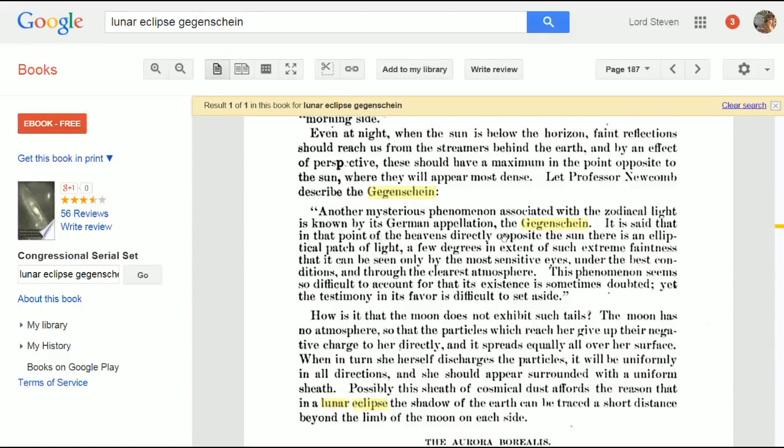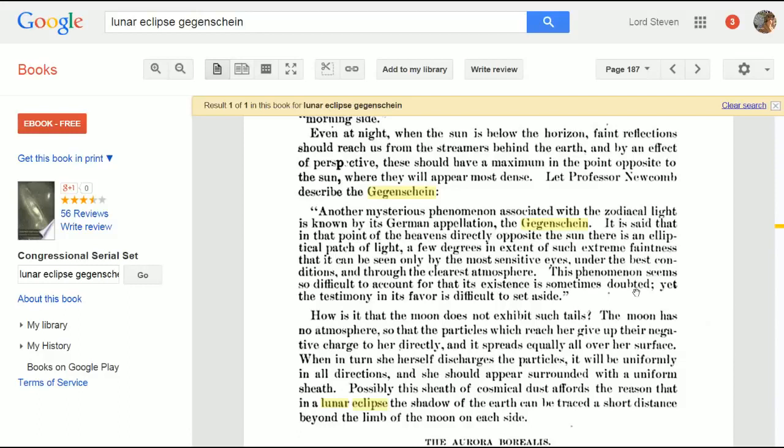Another mysterious phenomenon associated with the zodiacal light is known by its German appellation, the Gegenschein. It is said that in that point of the heavens directly opposite the sun, there is an elliptical patch of light. Now, I just told you I don't think it's elliptical. I think it's circular. I showed you how when you boost up the curves, it's circular. A few degrees in extent of such extreme faintness that it can be seen only by the most sensitive eyes under the best conditions and through the clearest atmosphere. This phenomenon seems so difficult to account for that its existence is sometimes doubted.